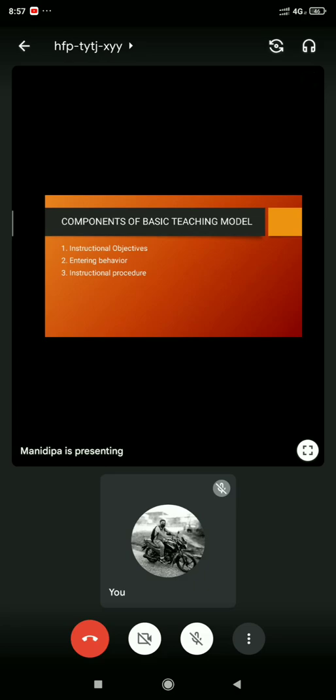Next, performance assessment. The last component is related with the task for assessing the performance of the learner. In terms of one's entry behavior and stipulated objectives, this terminal behavior is assessed through some suitable evaluation techniques.